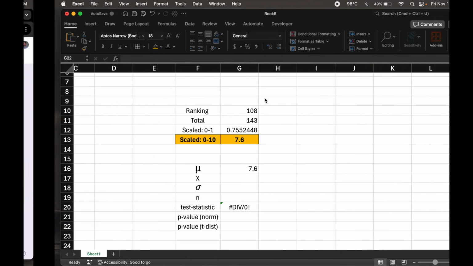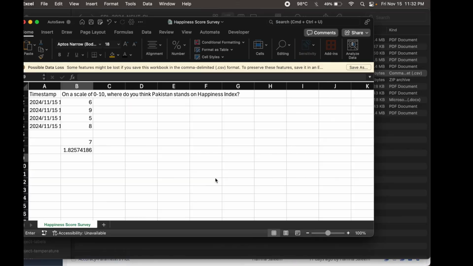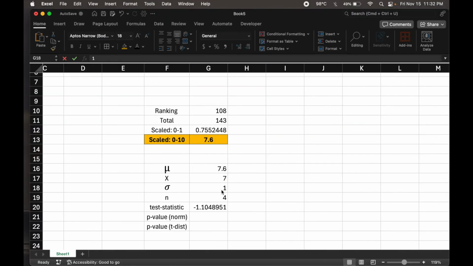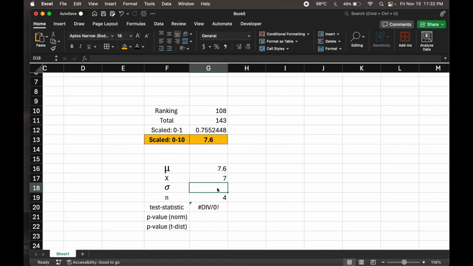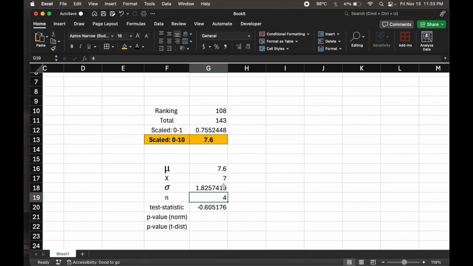I come back to my Excel, and my X is 7. I had 4 responses, and 1. What was this? 1.8257. Okay. You could be very exact about this. You could choose equals to here and go into this sheet and hit enter, and it will pick that value also from a different sheet. So now I have this as an accurate value, but it gives me my test statistic, right?